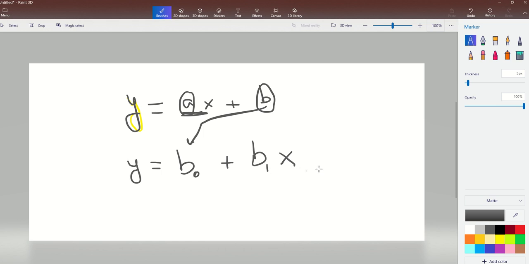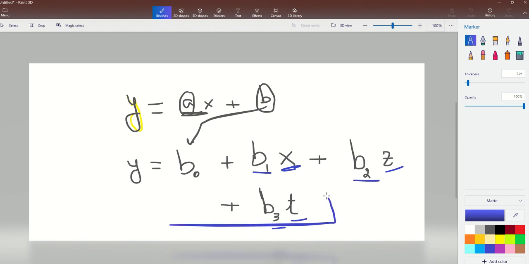The reason I called it b1 is because later on you will see that I may add another independent variable. So I may add another independent variable called z, and that will also have a slope, which will be called b2 or beta 2. And I may add a third one, so I will have a beta 3. Maybe your third independent variable is called t, for example. Each of your independent variables will have its own slope, and that's how we write the formula.